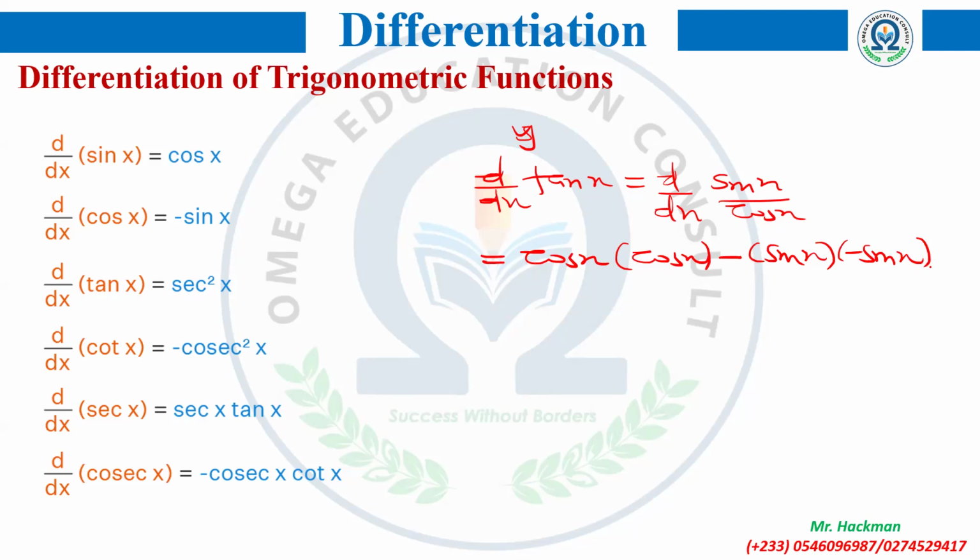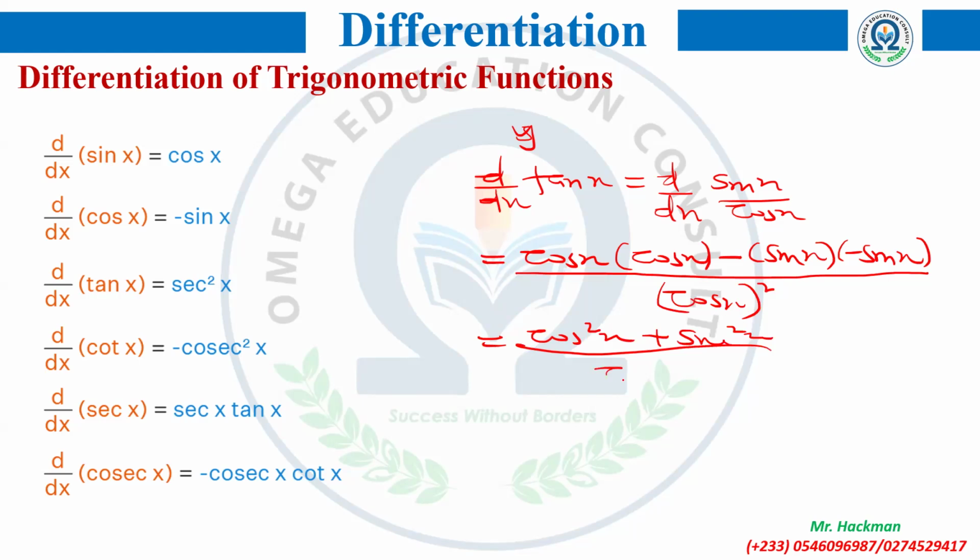Yes, please. Then all over, remember we said the denominator function squared. So this will be cos x squared. Cos x times cos x gives cos squared x. Then plus sine x times sine x gives sine squared x, all over cos squared x. That's how best we can write it.